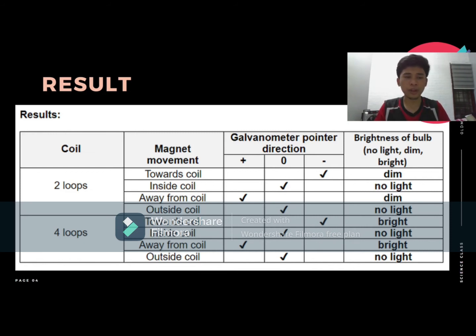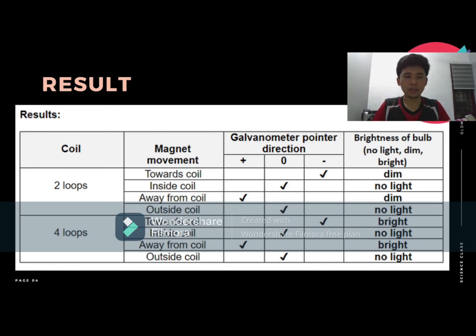For the coil, we have come up with 2 different numbers of loops in the coil: the first one is the coil with 2 loops, and the second one is the coil with 4 loops. And for the magnet movement, there are 4 types of movement, which are towards the coil, inside the coil, away from the coil, and outside the coil. And galvanometer pointer direction with positive value, 0 value, and negative value. And for the brightness of the bulb, we have come up with either no light, dim, or bright.